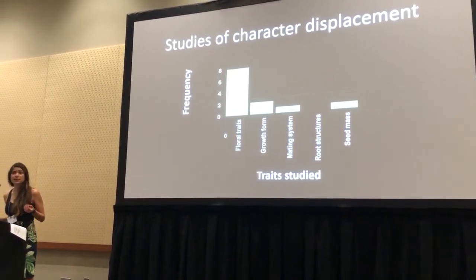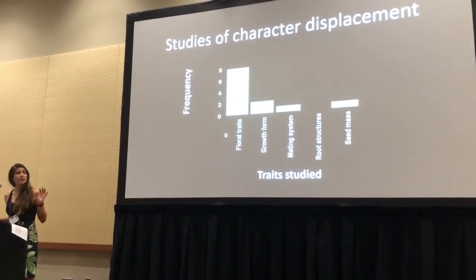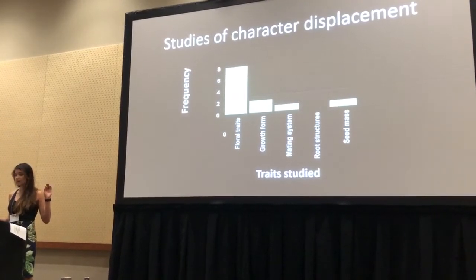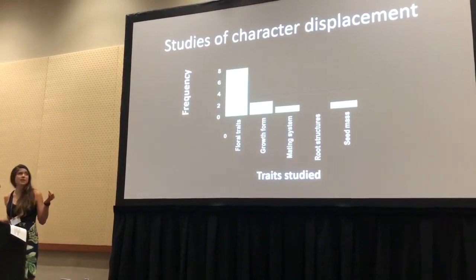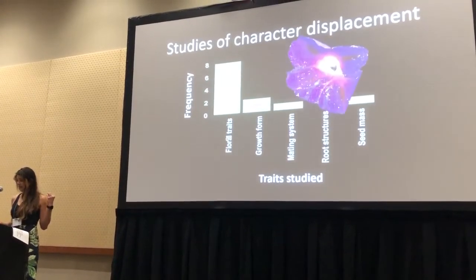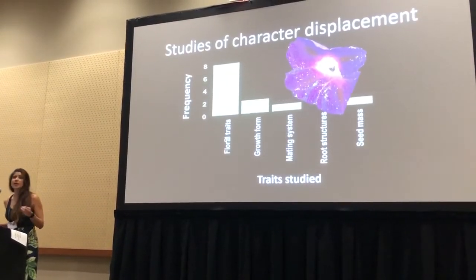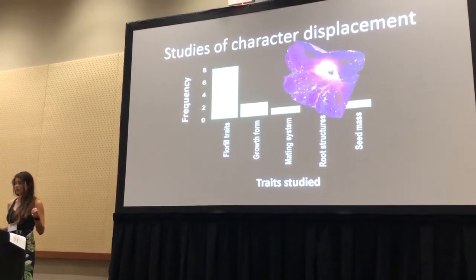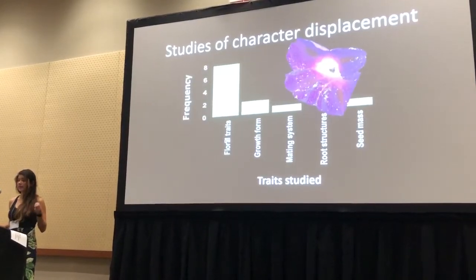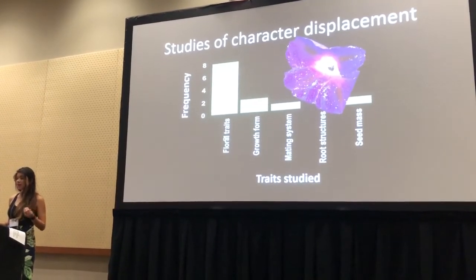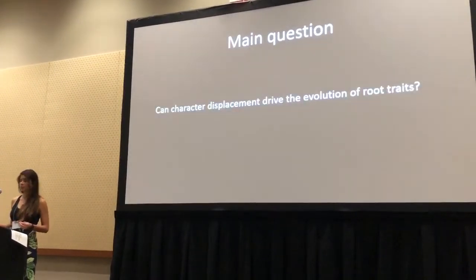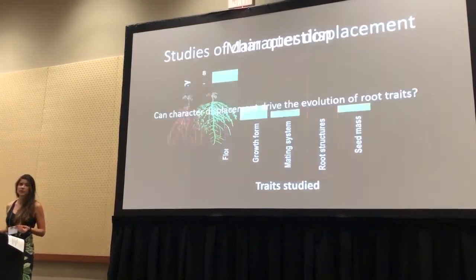Despite the importance of character displacement, there's just a handful of studies in plant system literature, and most of these focus on above-ground interactions and traits, specifically floral traits. For example, the evolution of floral morphology and color as a response to competition for pollinators. Yet despite the importance root traits play in mediating below-ground competition and resource uptake, to my knowledge, there is no research explicitly examining this question: does character displacement drive the evolution of root traits?